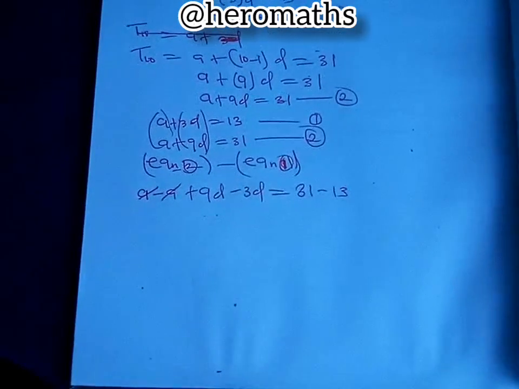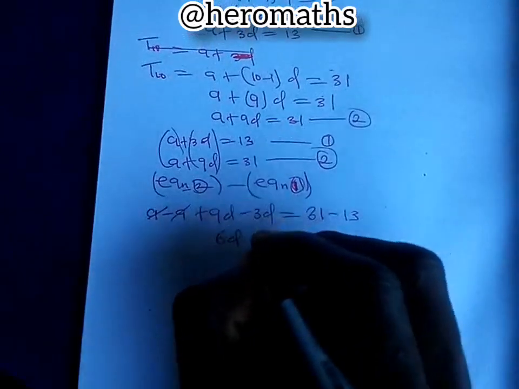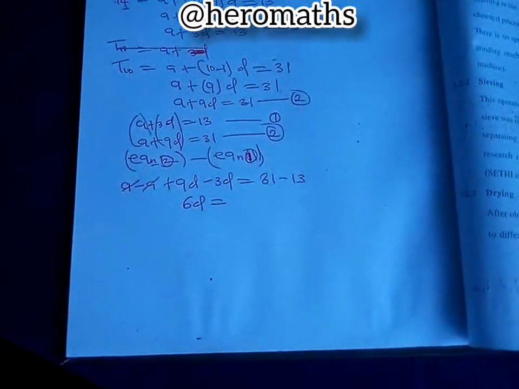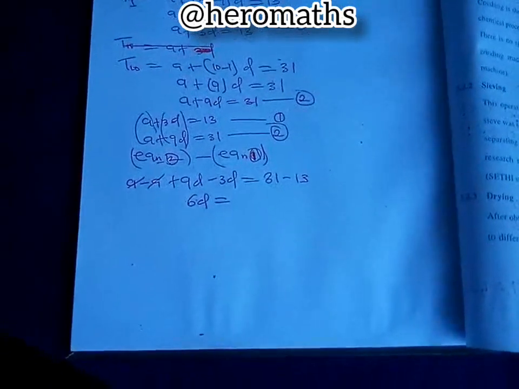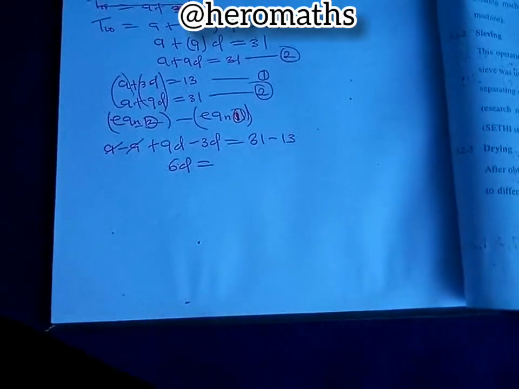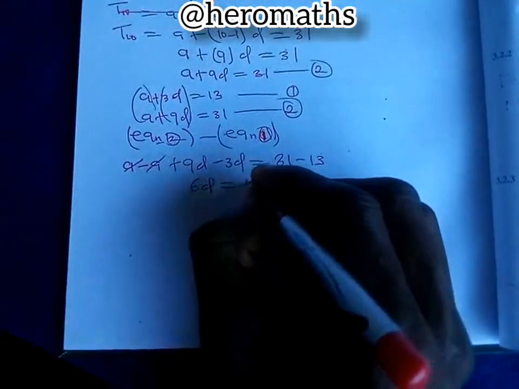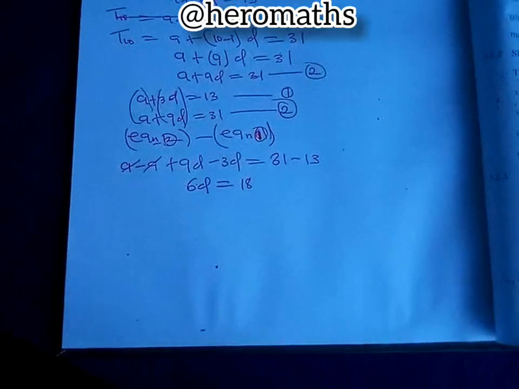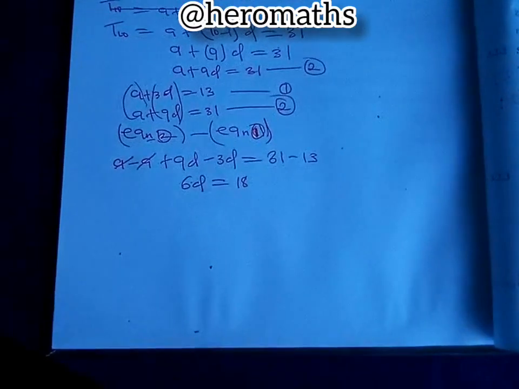9d minus 3d, that will give us 6d, equal to 31 minus 13. 31 minus 13 will give us 18. Then trying to make d stand on its own, that is finding d.